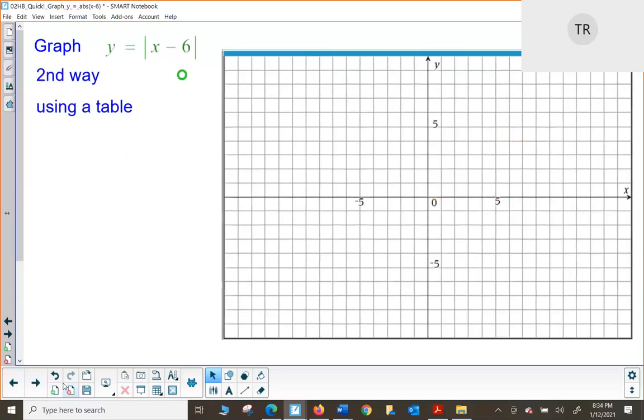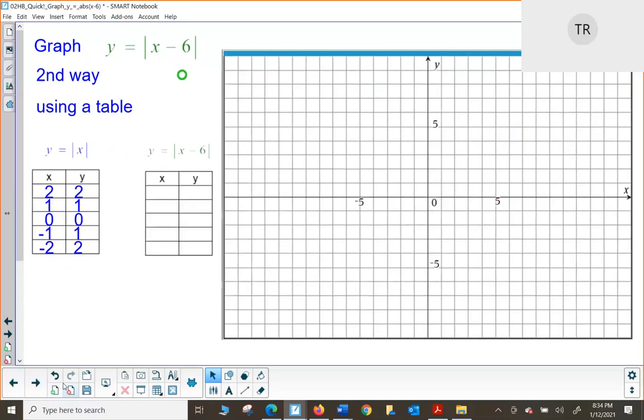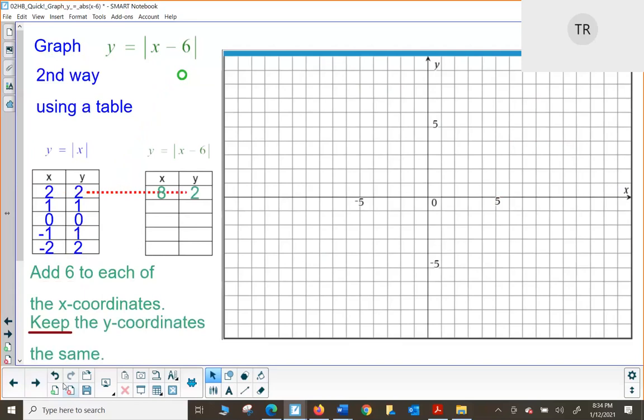So if you prefer using a table, let's go ahead and look at a table here. I'll write down just 5 ordered pairs, just to make it a little faster. And I'll do my green for the graph that I want. I need to add 6 to each of the x coordinates because of that minus 6 inside the absolute value function. So that's what I'm going to do here in my table. I'm going to add 6 to 2, and then I keep the x, y coordinates the same. Add 6 to the x's, but keep the y coordinates the same. That's what we discovered before.